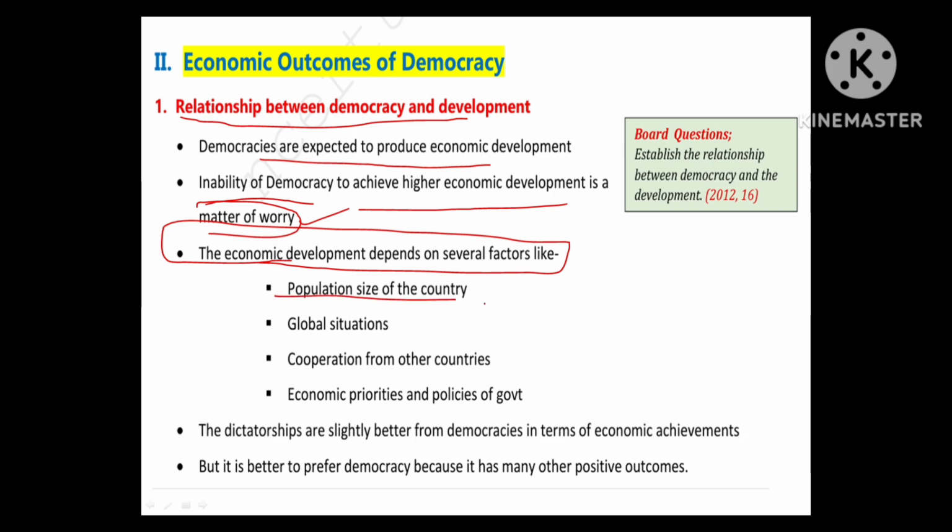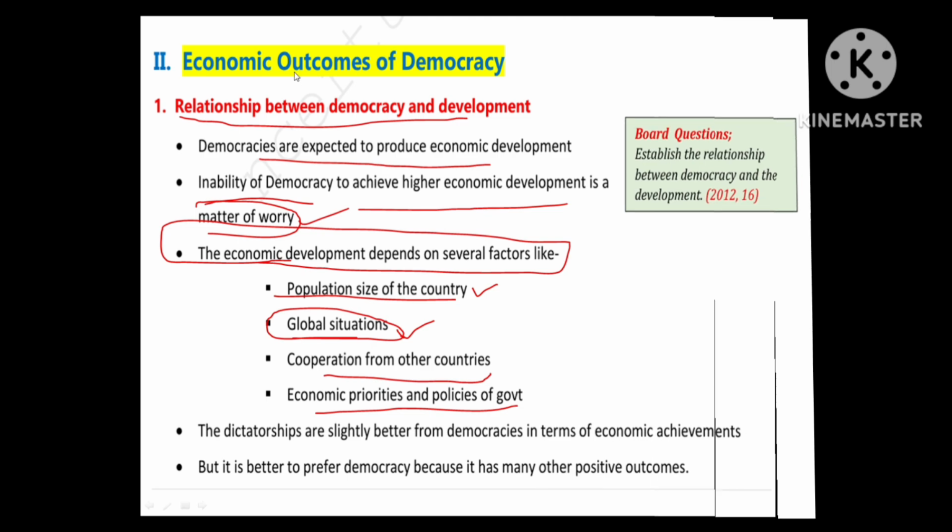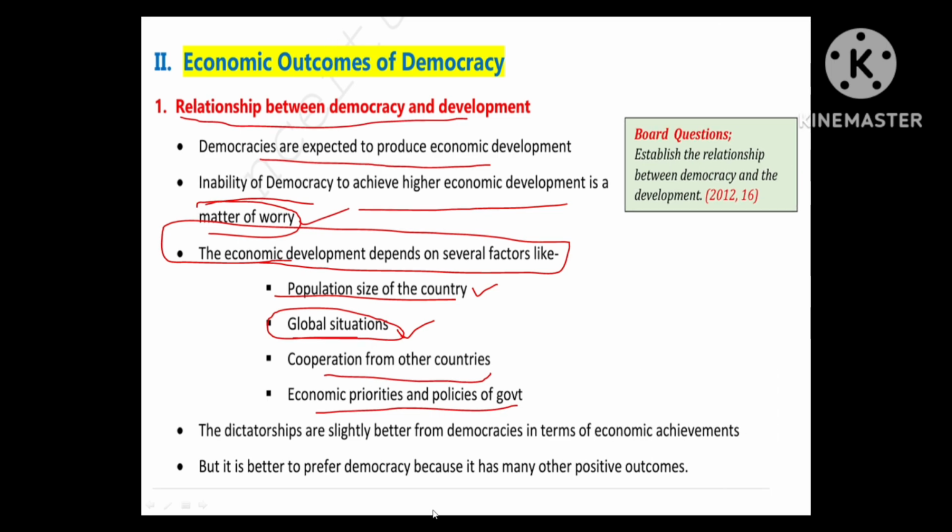The next is global situations: international relations, the value of currency, other countries' imports and exports, and how stable or not the governments of other countries are. These situations will influence one country's economic development. Then next, cooperation from other countries, and economic priorities and policies of the government. What kind of priorities? These are the major four issues which influence the development of a country.